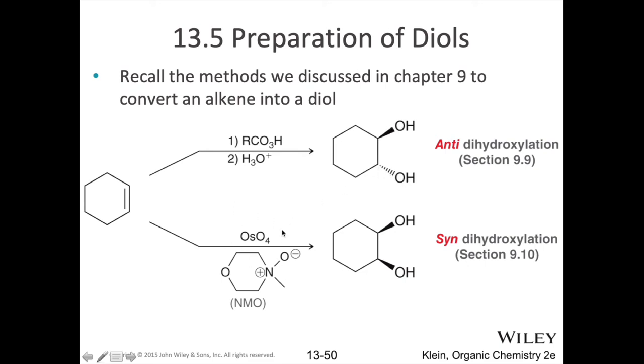In the case of osmium tetroxide, that'll do a syn dihydroxylation. Both oxygens coordinate to that osmium center when you're forming your alcohol group. So both of these oxygens are at one point coordinated to the same metal center, and that's why they add on the same side of the alkene. Okay.